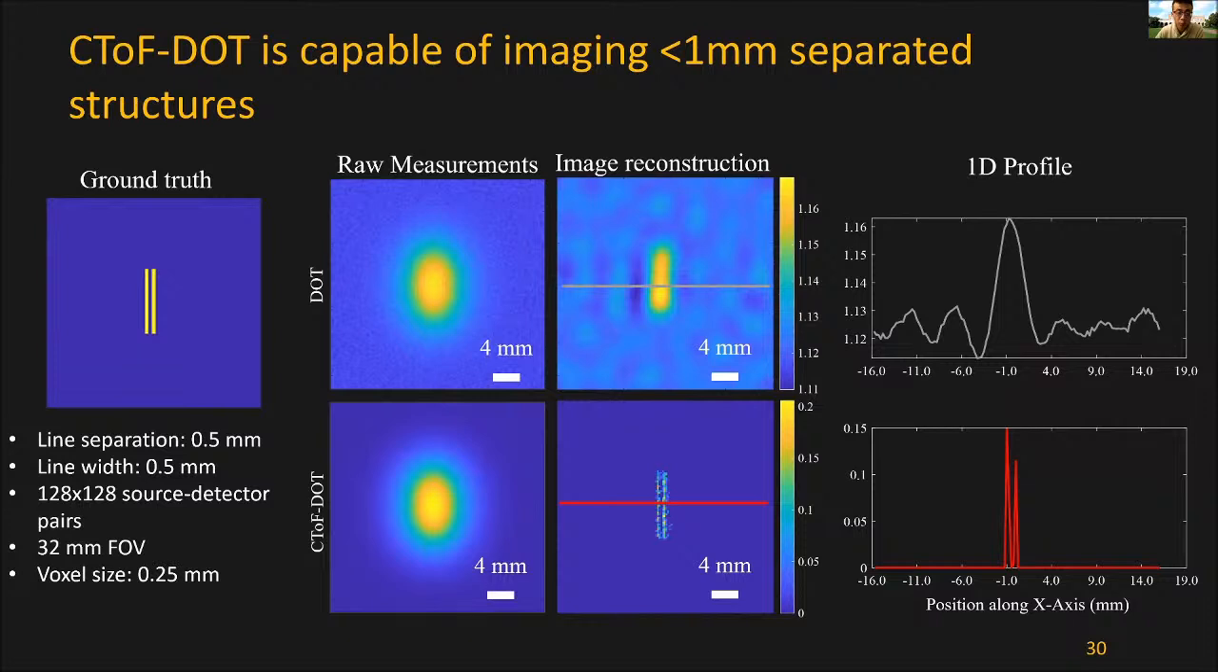We see in the top row, without time domain information, we record a noisy measurement, and we're unable to resolve the 2 lines. Whereas using CTOF in the bottom row, we obtain cleaner measurements and resolve these 2 lines. Here, we benefit from using time gating and information from multiple time bins.